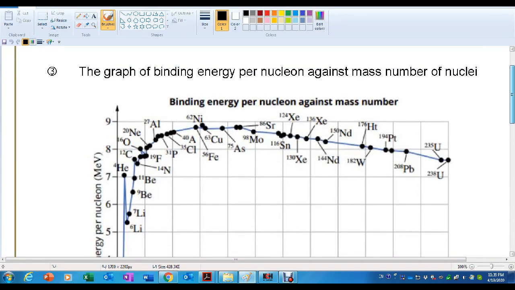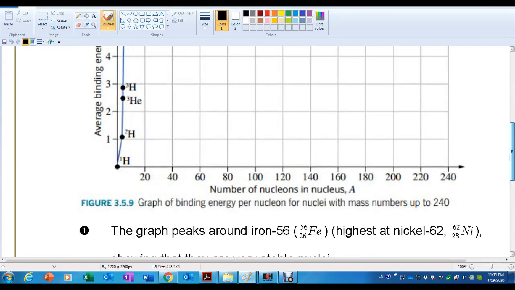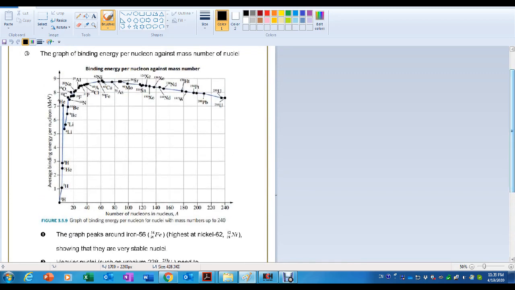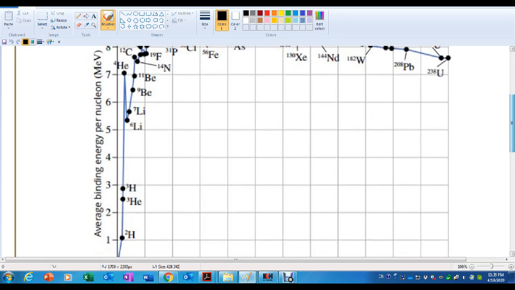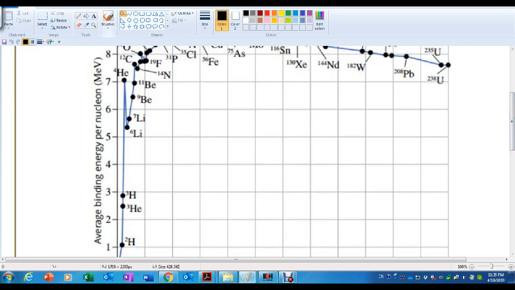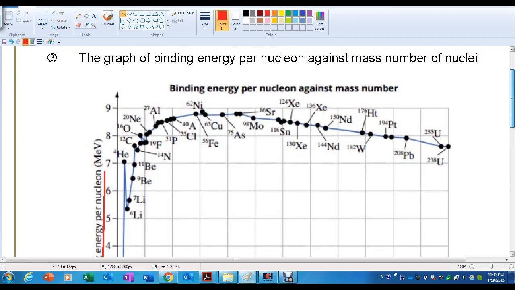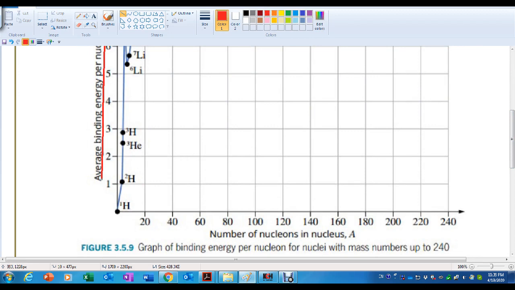So actually we will have a binding energy per nucleon. Okay, so that's figure 3.59. This figure is quite useful. We are going to use this figure later. Right now you could see this figure is about the average binding energy per nucleon. It's not just the binding energy, but the binding energy per nucleon. And on the horizontal axis is the number of nucleons. That's the number A, the mass number.